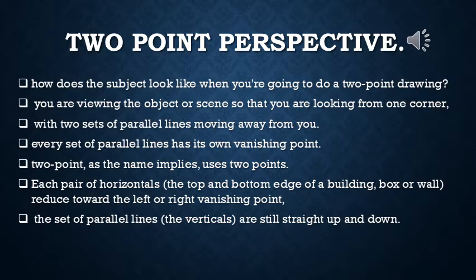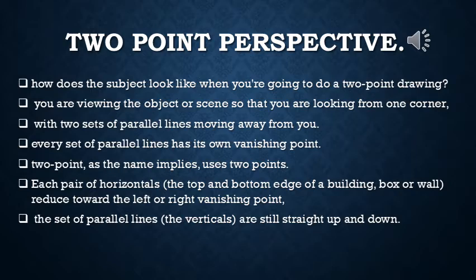Every set of parallel lines has its own vanishing point. Two-point perspective means that the perspective has two vanishing points. One is at the right side and the second one is at the left side. The lines on the right are going to vanish at the right point, and the left lines are going to vanish at the left side.